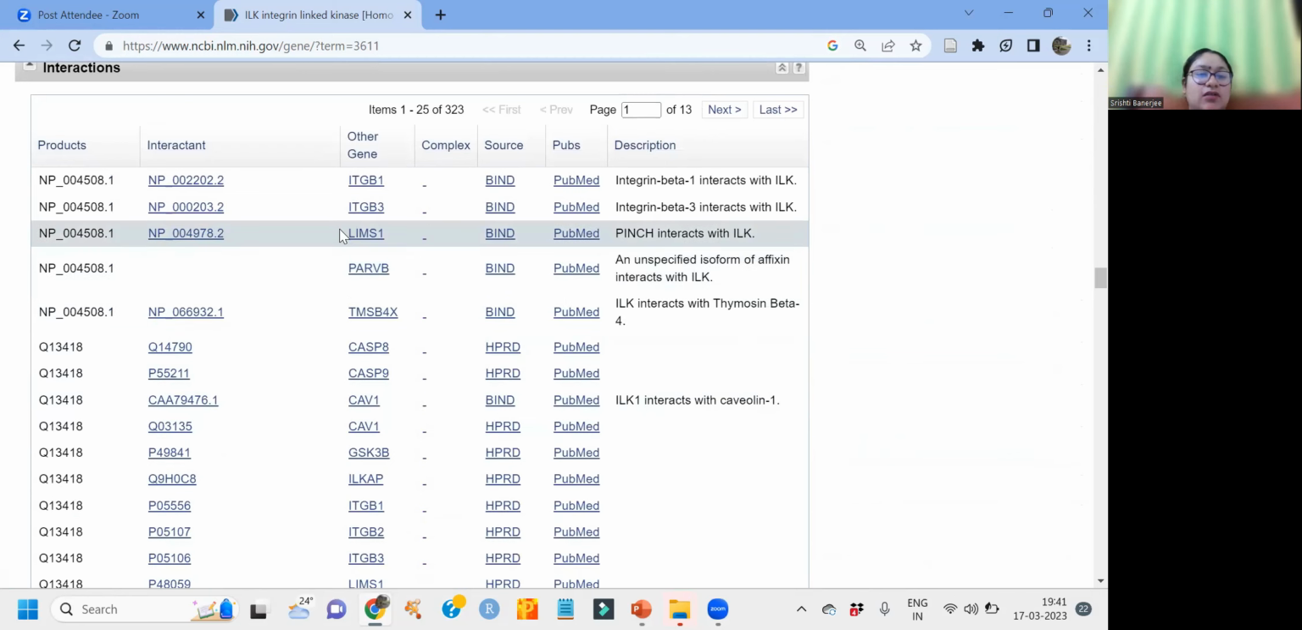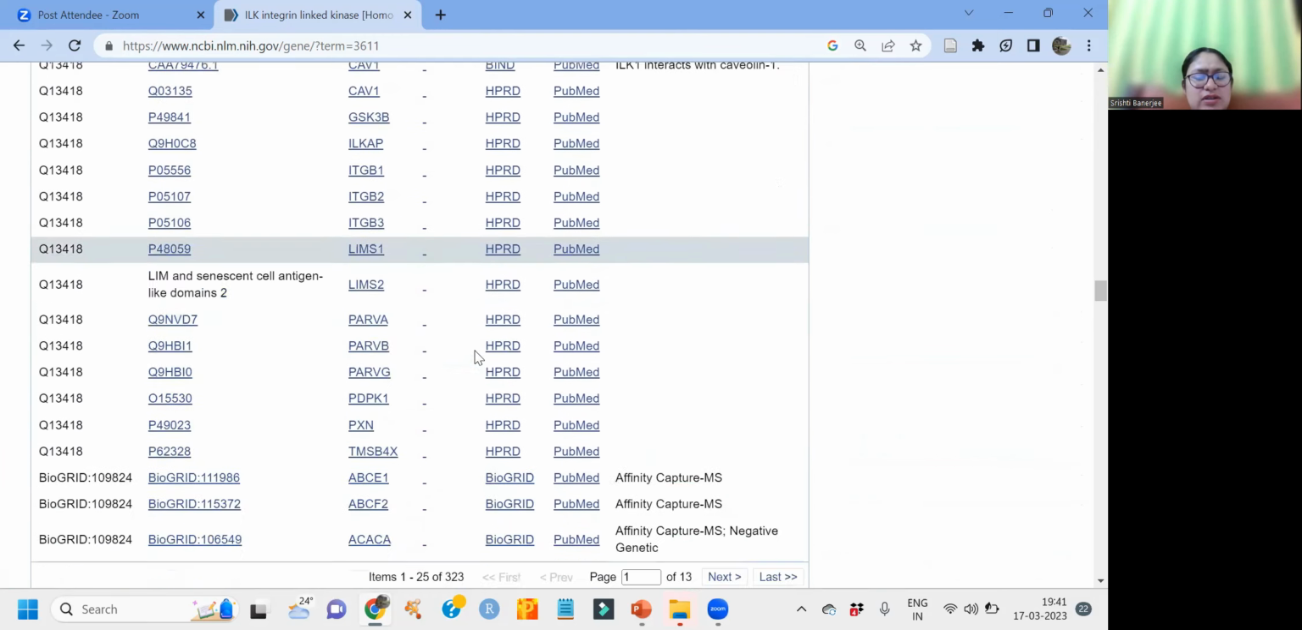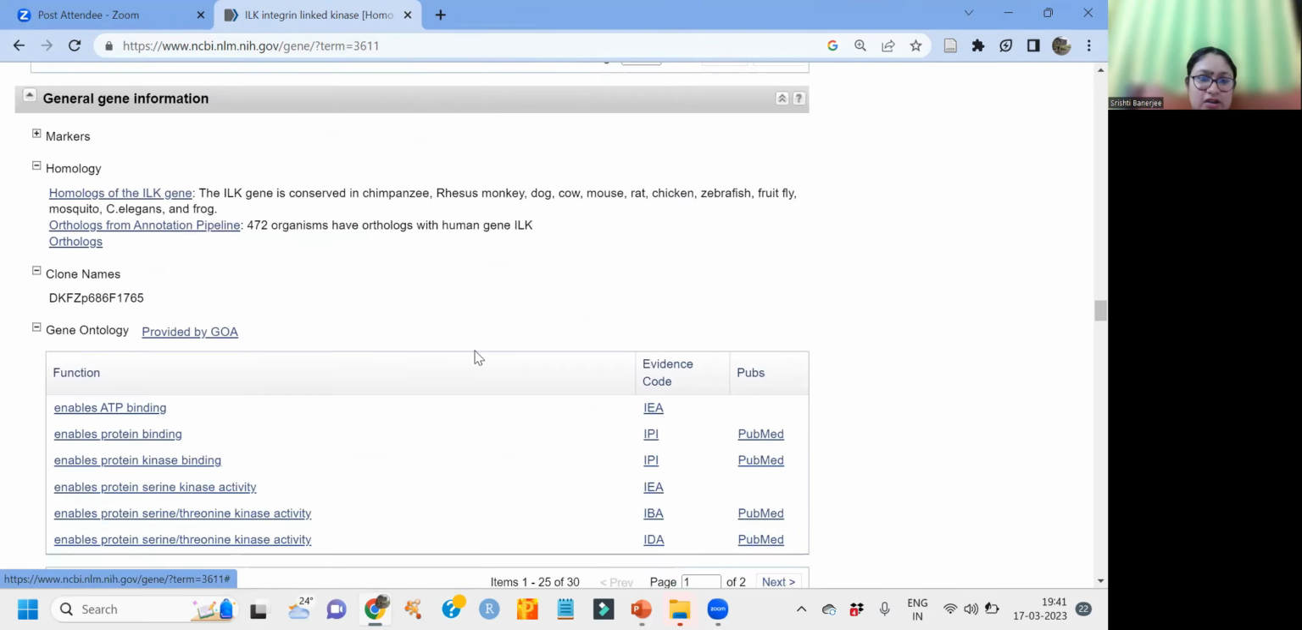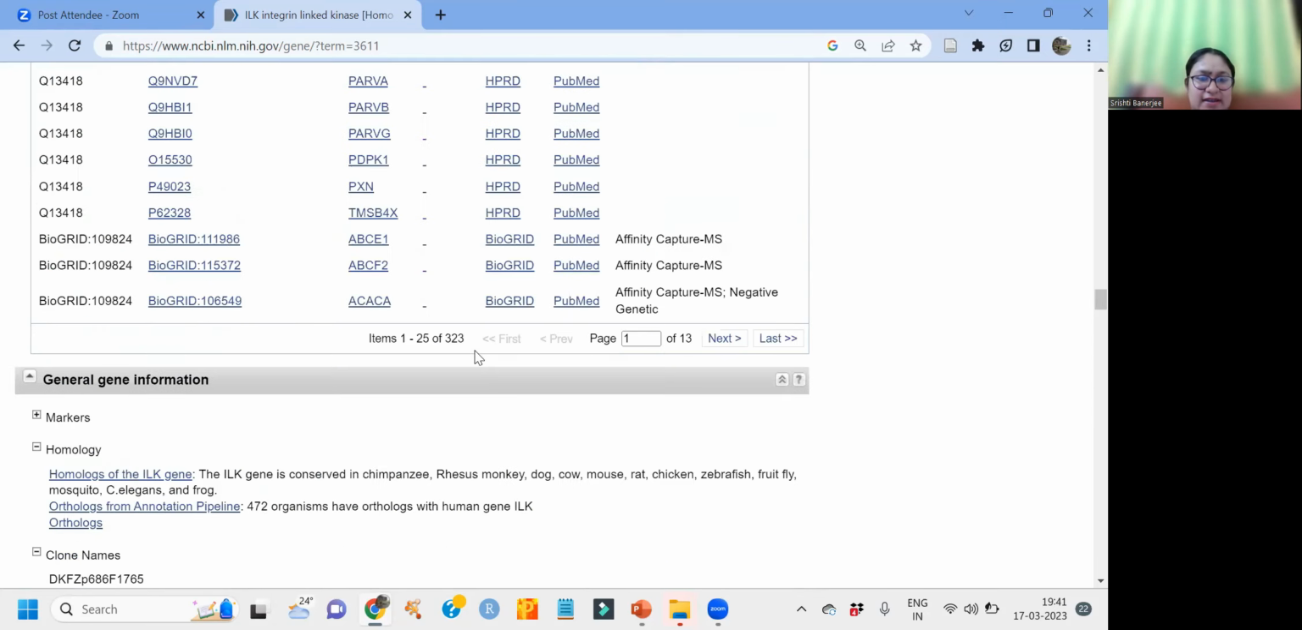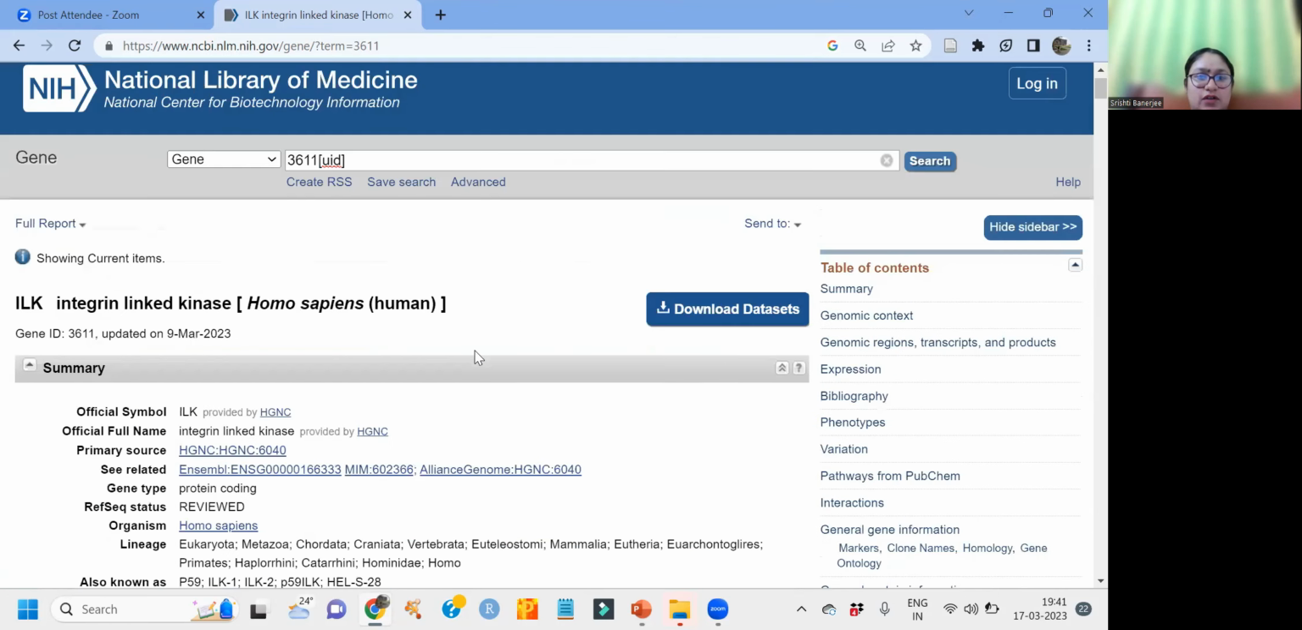Interactions, like a particular protein interacts with other proteins. So which proteins it can interact with, these are present in here. You will actually be able to retrieve most of the information at your level from it. Yes, the functions, GO terms, everything is there. So this is what happens when you search for a gene.